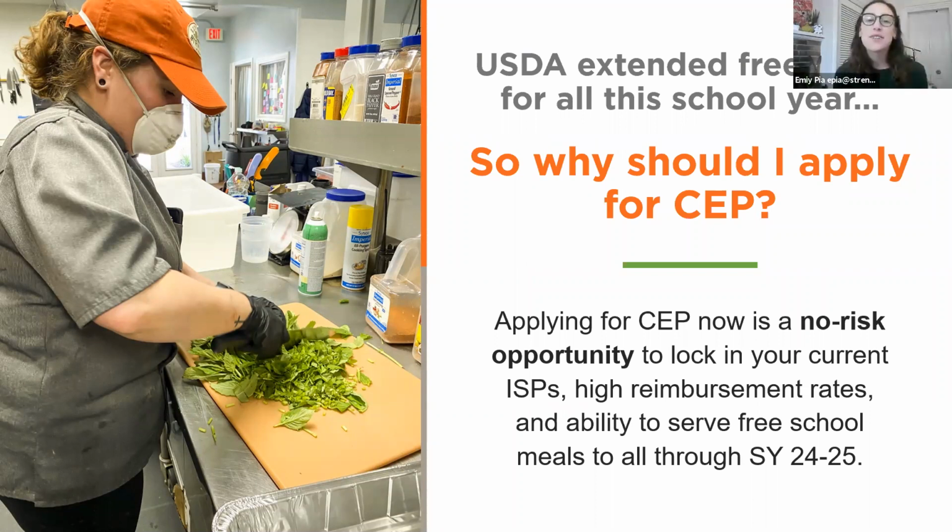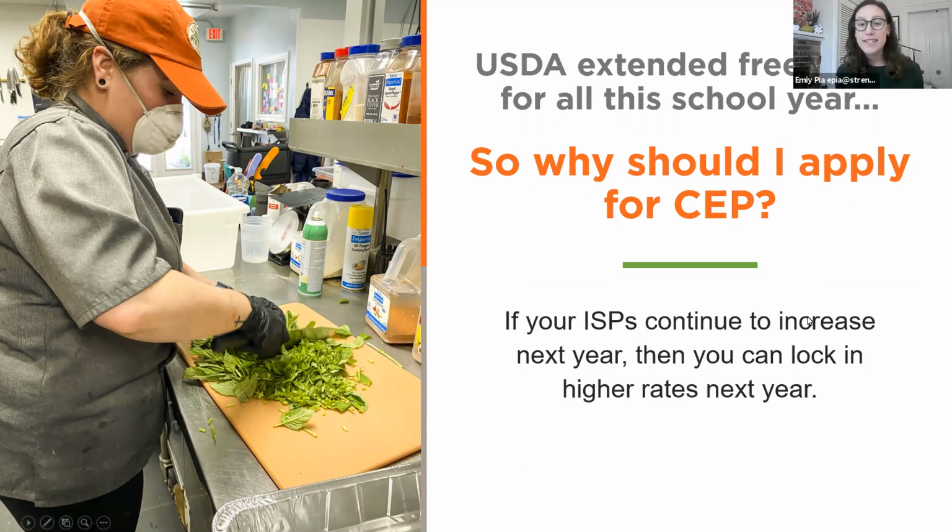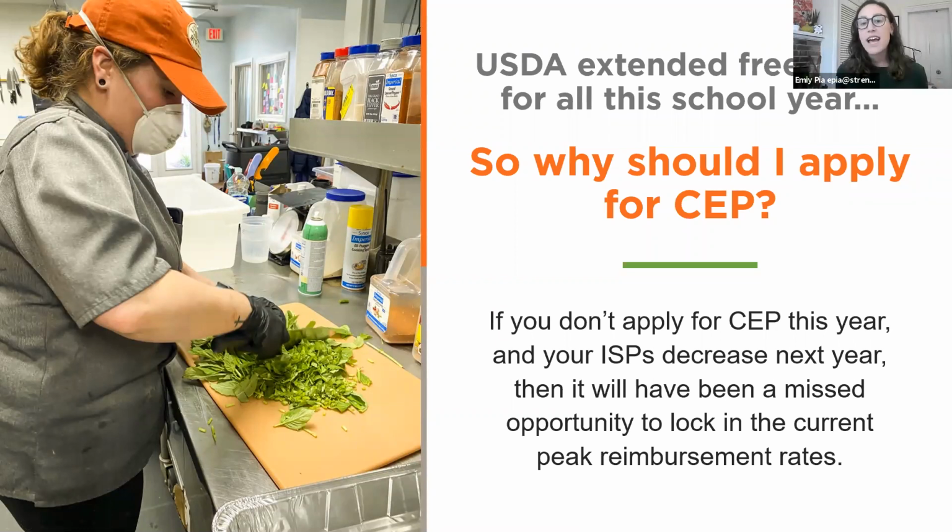So I'm sure you read what was on the slide and I hope you could hear most of it. But again, a no-risk opportunity to lock in your higher ISPs. If your ISPs do increase next year, great. You can just reapply again and lock in those higher rates. On the flip side, if you don't apply for CEP this year and your ISPs decrease next year, then you'll have missed the opportunity to lock in these potentially higher ISPs you have right now and those peak reimbursement rates. And again, because CEP is a 4-year cycle, you've missed that opportunity for the next couple years if your ISPs continue to decline, which is the most likely scenario given that we expect the economy will continue to improve and families' financial situations will improve.